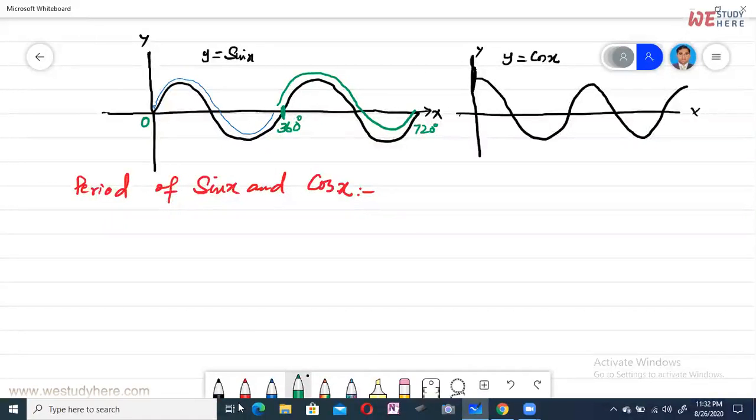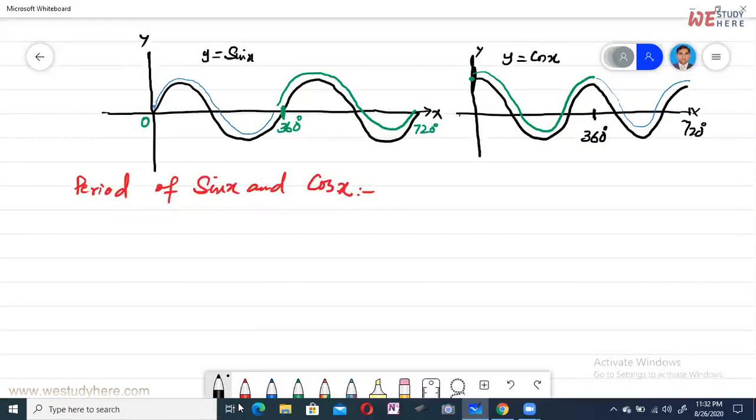Here in cosine, this graph from here to here is the same. After that, it repeats itself. This one is again the same shape, and this also from here to here repeats after 360 again. Up to here will be 720 degrees.